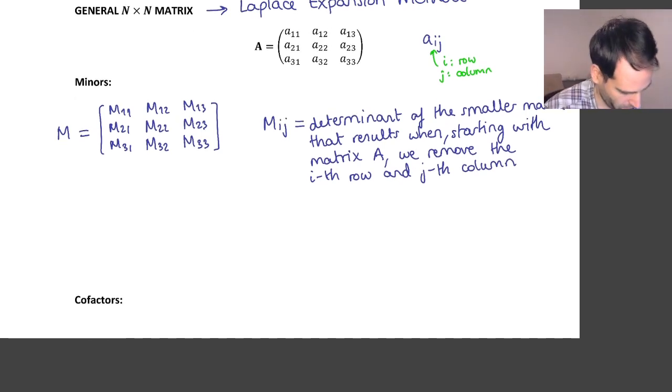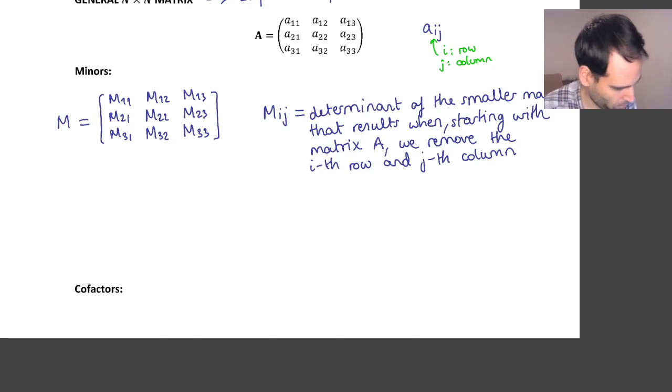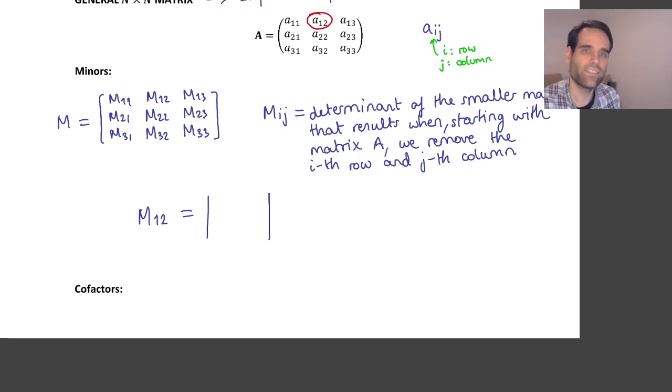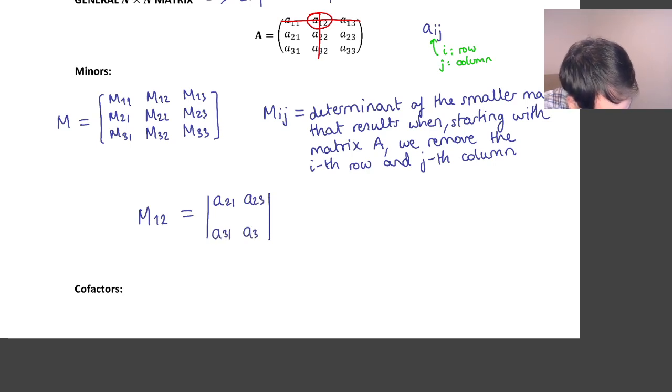Let me give this as an example. For example, M12 would be equal to a determinant of a smaller matrix. How do we get this smaller matrix? We select the 1,2 element of matrix A, and now we remove that row and that column, and we are left with only 4 elements. These 4 elements form a 2 by 2 matrix, and the straight lines here mean calculate the determinant of this 2 by 2 matrix.